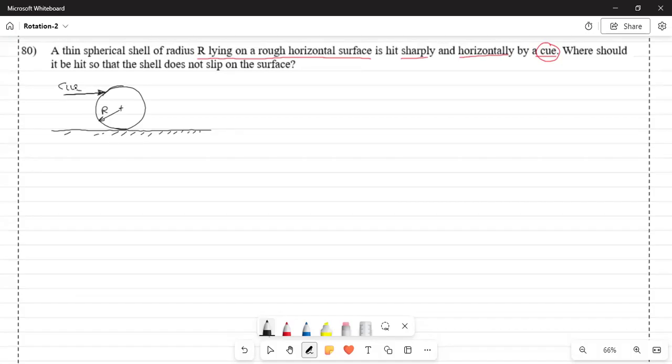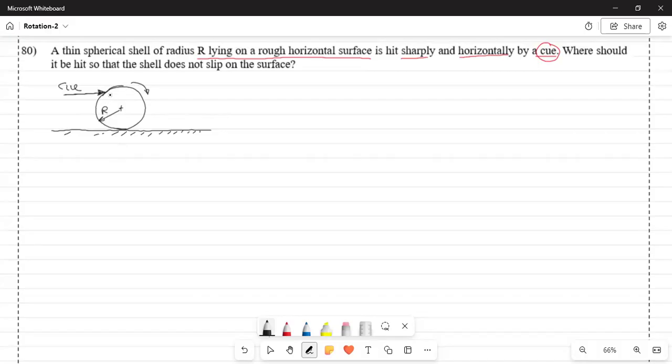So that the shell does not slip. That means there will be pure rolling in this direction. Obviously, you can try it at home. If you hit the ball too low, particularly below the center, the ball will tend to roll, but it will also slip over the billiard board or the snooker board.